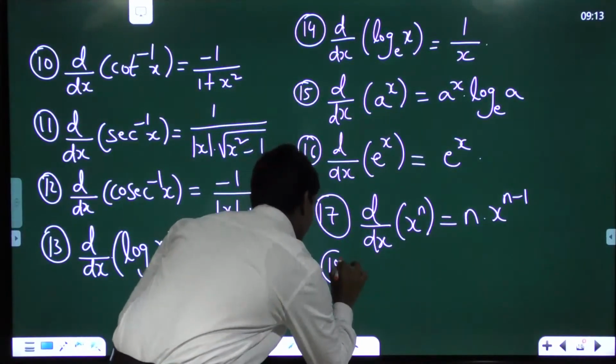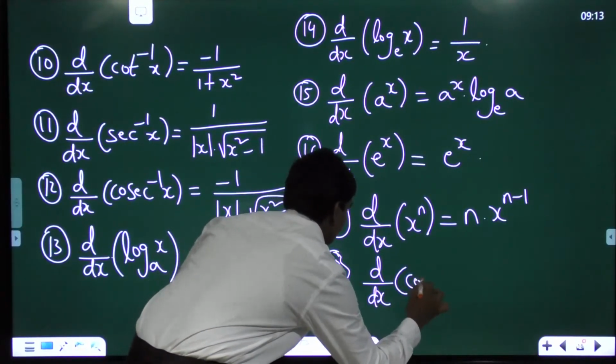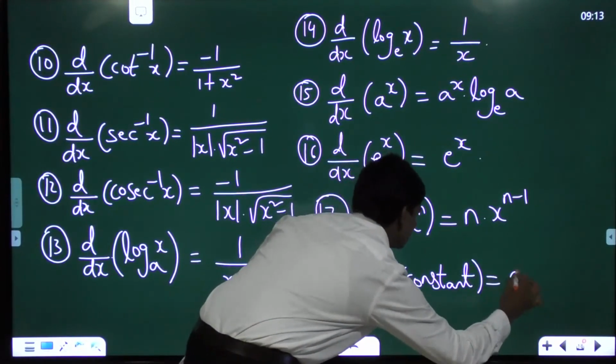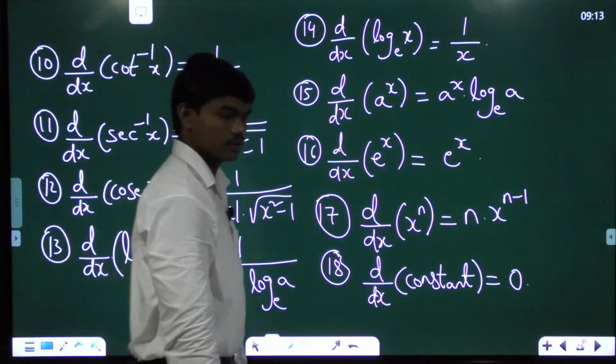Next, what is the differentiation of a constant? d by dx of a constant. This is 0. Yes, 0, correct.